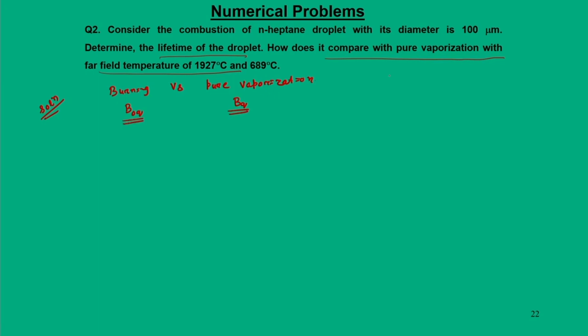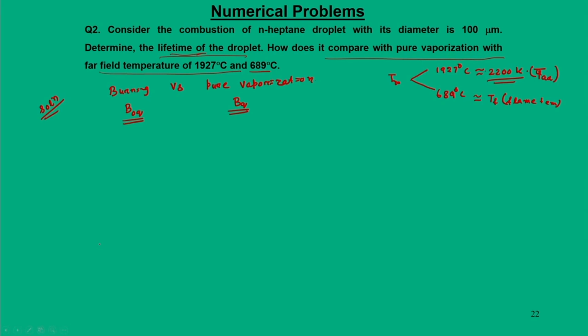Second thing, two far field temperatures. One is 1927 degree centigrade, which is close to 2200 Kelvin. Typically we call this the adiabatic flame temperature for hydrocarbon fuel. Other is 689 degree centigrade, which refers to the flame temperature in our previous question 1. So, this is flame temperature. If this is the situation, we are going to find what is the lifetime for this droplet.